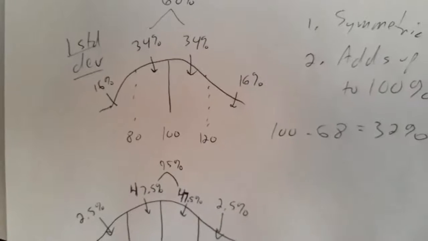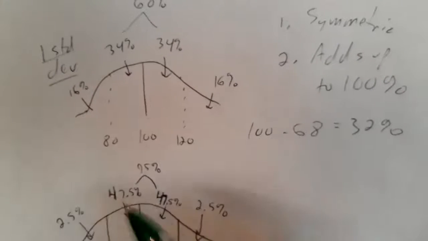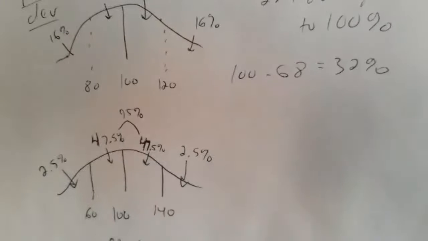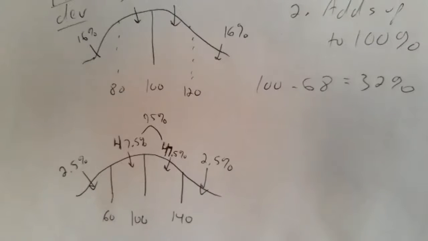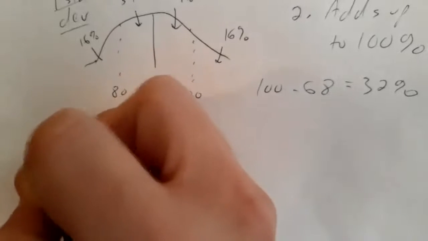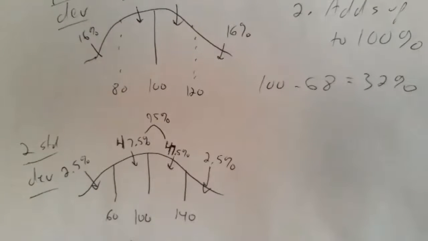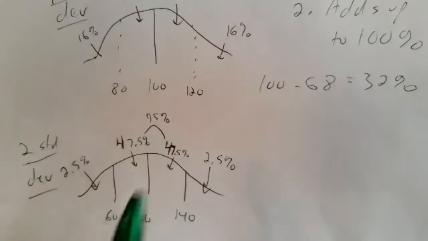95% is 2 standard deviations. So I'm doing the same thing here. I'm taking the 95, I'm dividing it up. Each of those sides is going to give me 47.5. This is 2 standard deviations. So from 60 to 140, I'm going to get 95%. That's the 2 standard deviation rule.